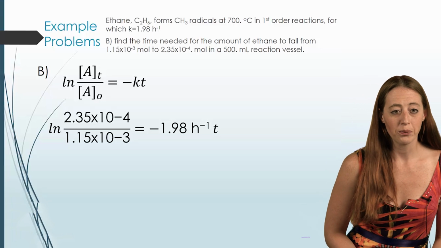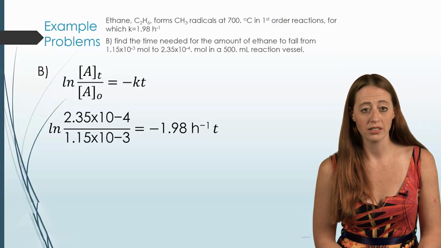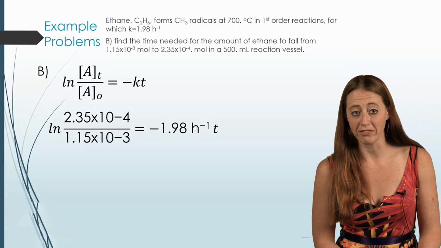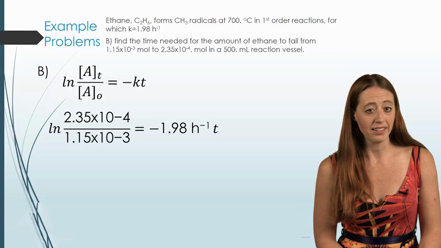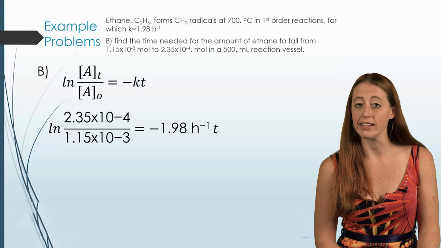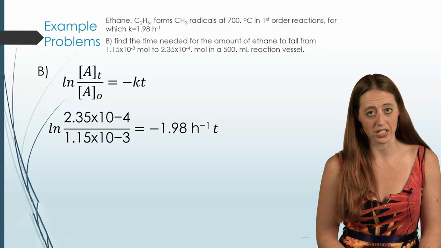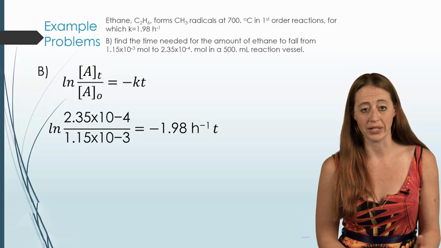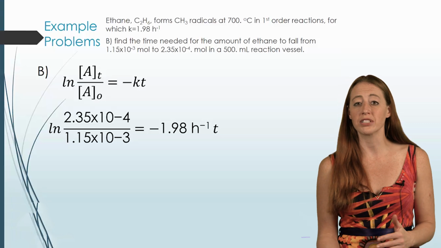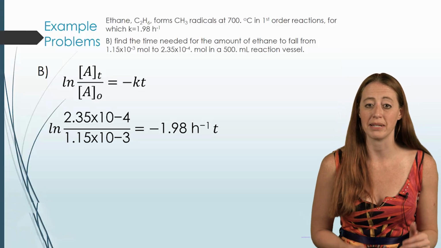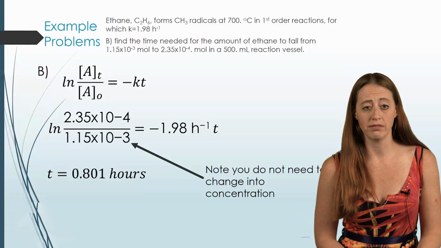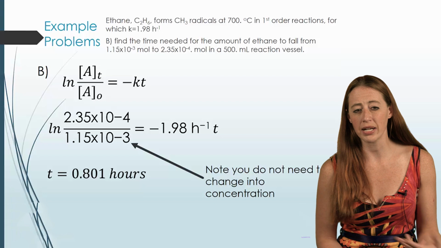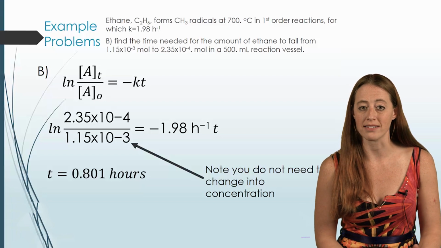So we do that. We fill in our moles on each one, being careful to make sure that we put our final on top and our initial on the bottom. We fill in our K. In this case, we're solving for t, so it doesn't really matter what the unit for K is. So I left it alone in hours. And what that means is whatever time comes out of this is going to be in hours as well. So I type this in, I get my answer, and I have the amount in hours. And if I wanted that in minutes, I would, of course, just multiply by 60.